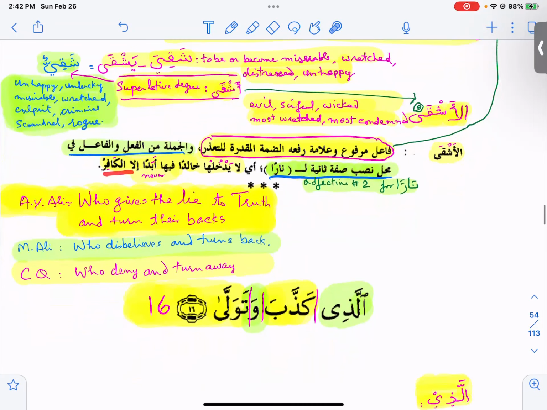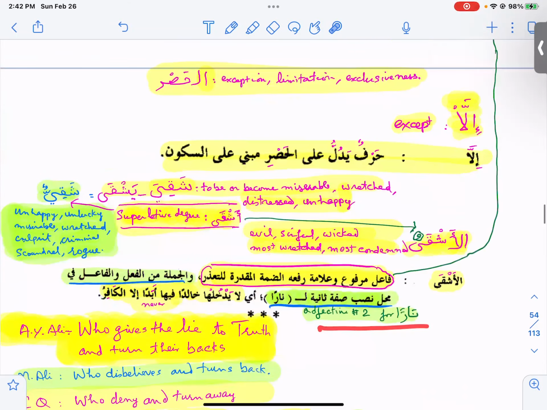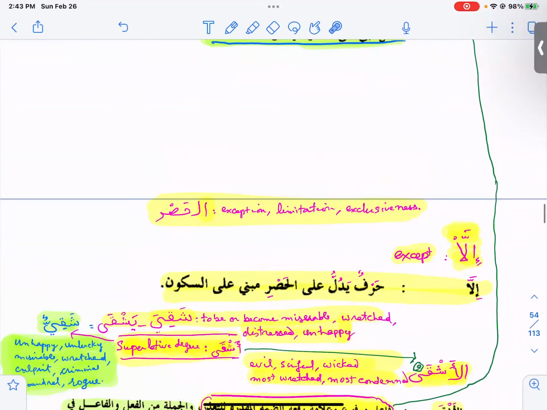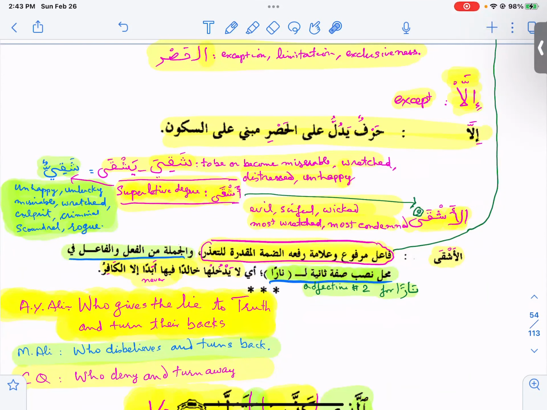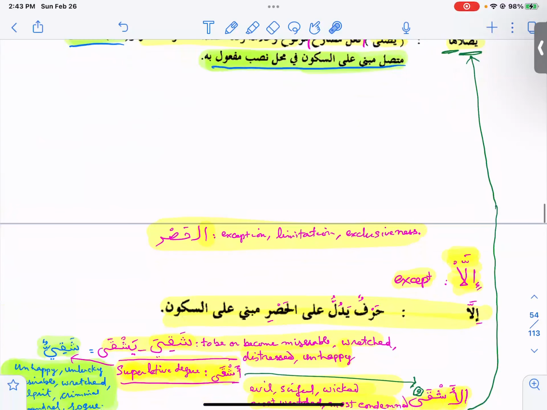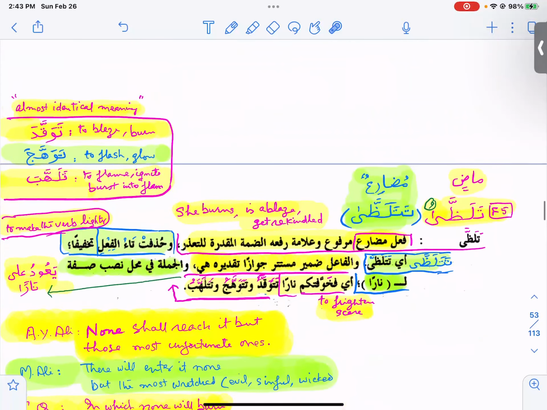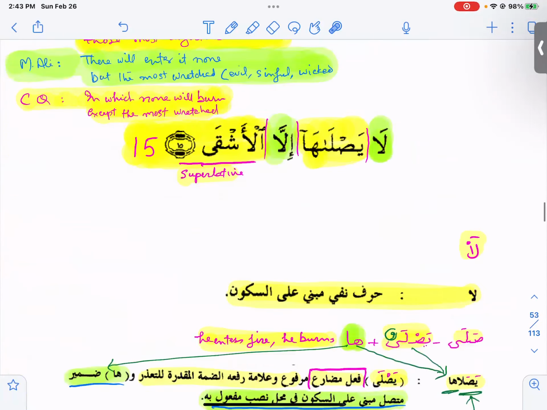You know, alhamdulillah, naran is adjective number 2. Illa naran, adjective number two. Fi mahali nasbin sifatun thaniyatun. No, fa'il, you know, we say jumlatun min fi'l wa fa'il fi mahali nasbin sifatun thaniyatun lin-nar. Number two. Adjective number two for nar. La yaslaha illa ashka. Yaslaha will be entering. It is the naran, naran, naran, yes. Alhamdulillah.